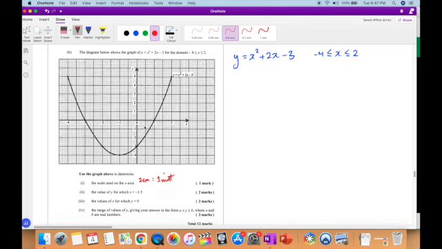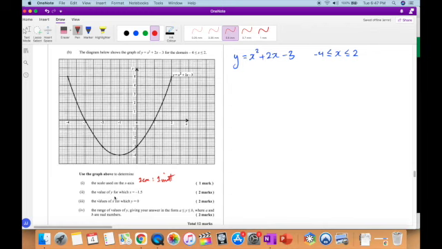Yes. All right. So you can see here that for the y-axis, they use 1 centimeter for each unit, but for the x-axis, they use 2 centimeters for one unit. Yeah, so that is the scale, right?